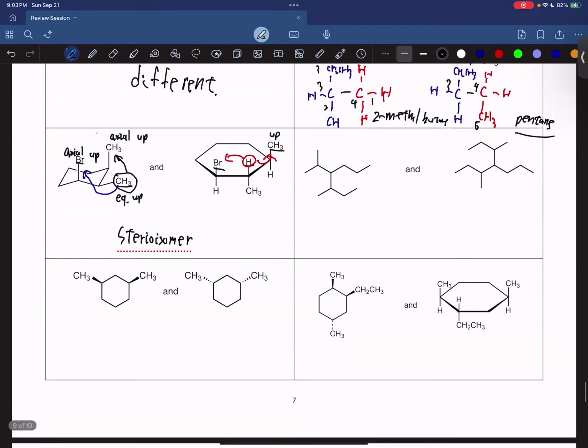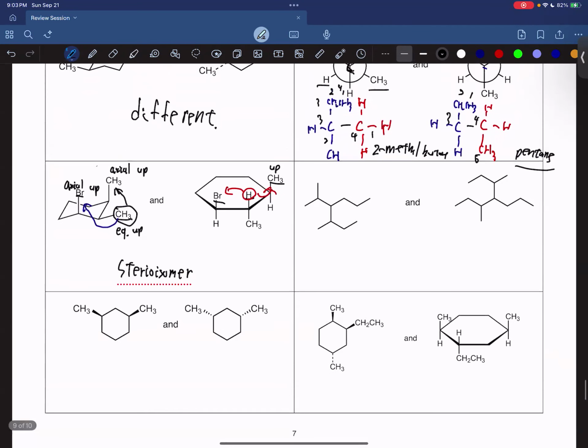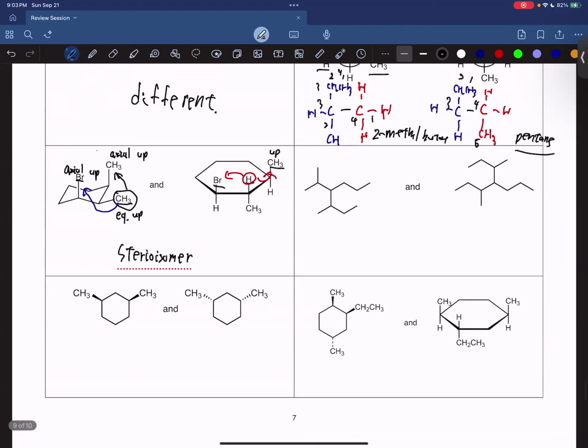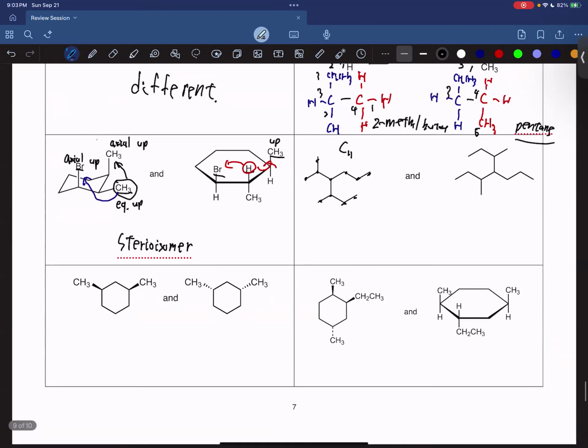Now, for this bond structure, I'm going to count how many carbons are here. 1, 2, 3, 4, 5, 6, 7, 8, 9, 10, 11. See, 11. And here: 1, 2, 3, 4, 5, 6, 7, 8, 9, 10, 11, 12. See, 12. We have a different number of carbons, so we can say it is different.